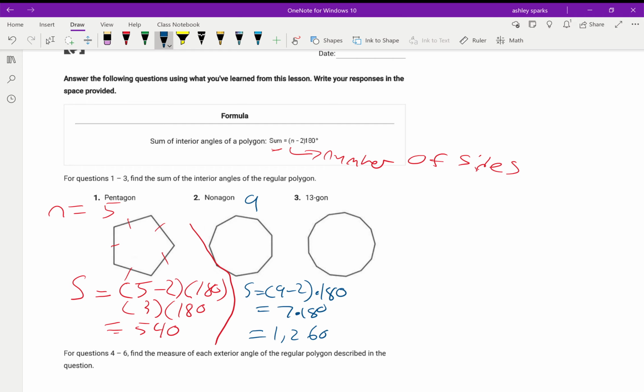And last but not least, our 13-gon. Normally after 12, instead of calling it by a particular name, they just abbreviate it down. But it doesn't matter, it is still the sum will equal the number of sides minus 2 times 180, which will give me 11 times 180, which is 1,980.